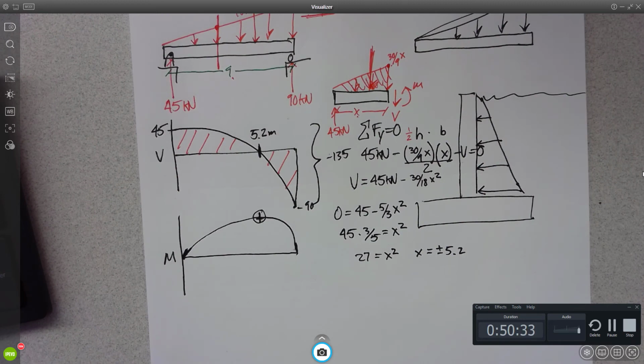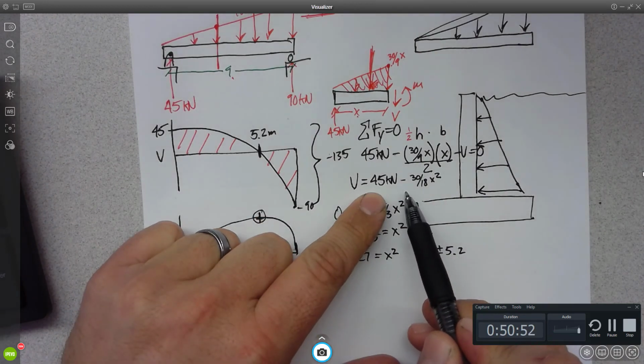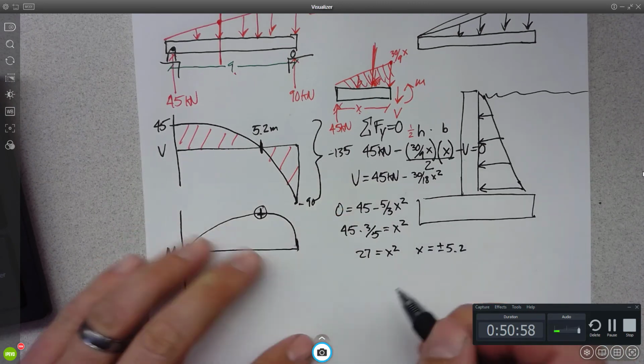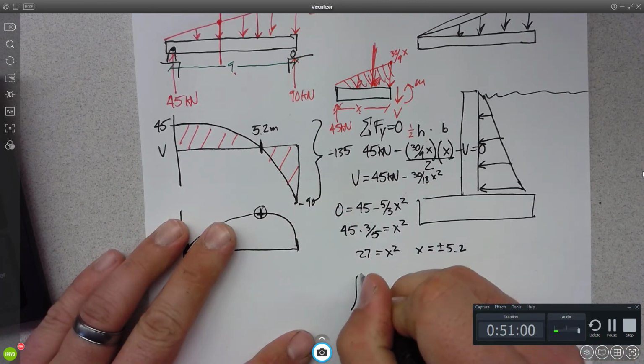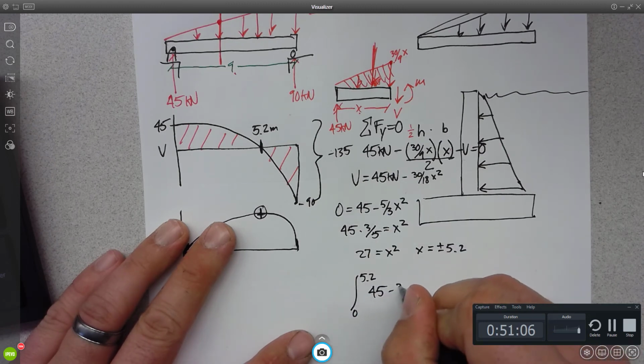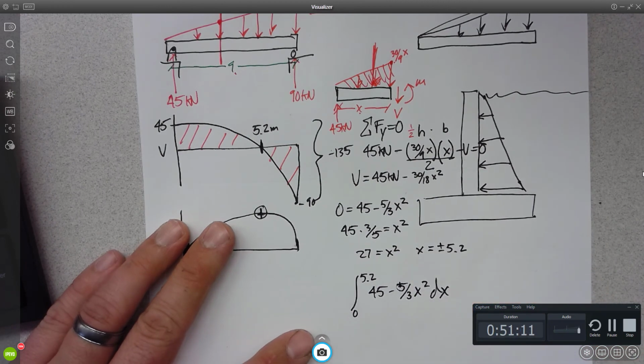Oh boy. Now we have to go find what that moment is. 2 ways we could do it at this point. Brendan just said one. I could take the integral, right, of this from what? 0 to 5.2. So let's do that. Let's take the integral from 0 to 5.2 of 45 minus 5/3 x squared dx.